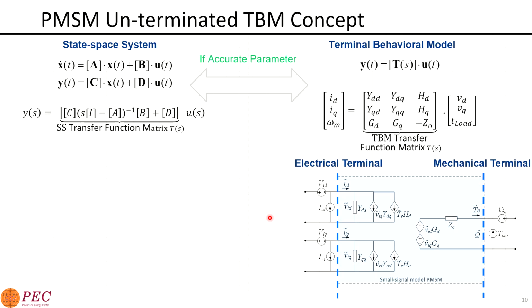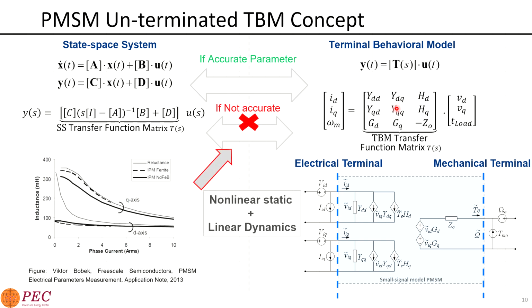If the parameters are accurate, after the s-domain Laplace transformation, we could get a 3x3 matrix containing 9 impedances. This is the so-called unterminated terminal behavior model, but usually the parameters are really inaccurate compared with the datasheet, especially when the DQ-axis current is different compared with the rated operating point, then the model is not accurate.